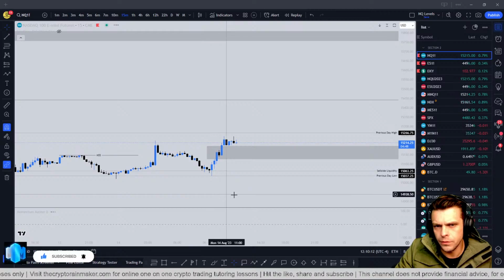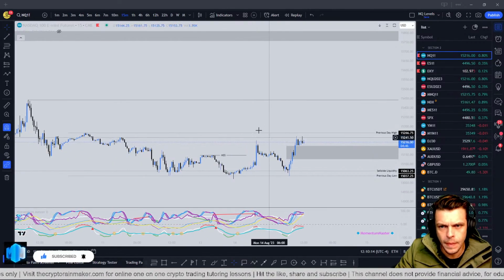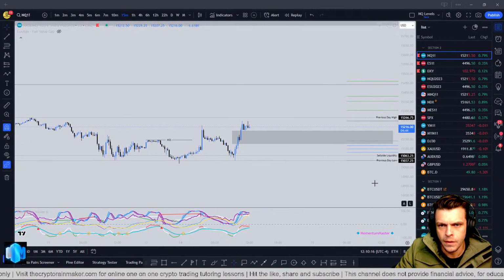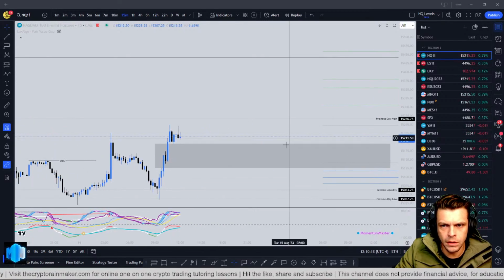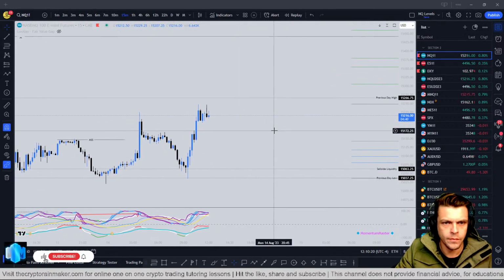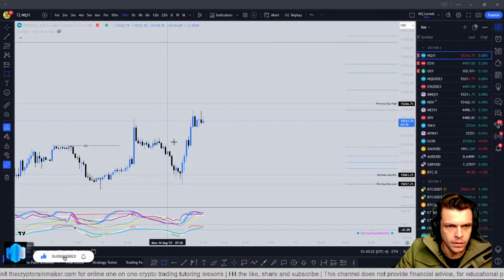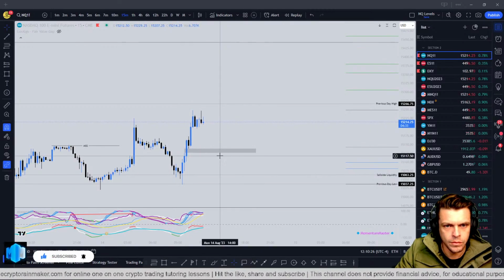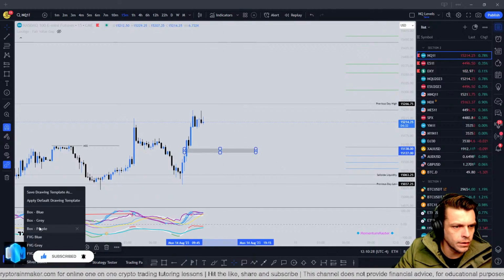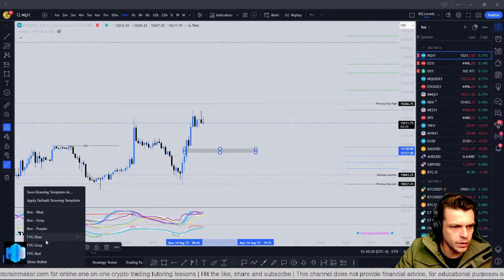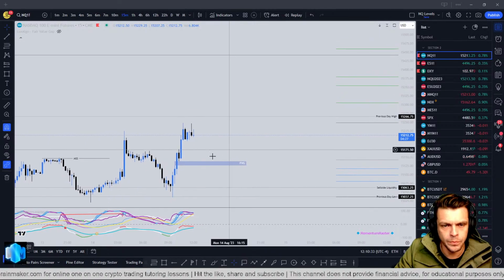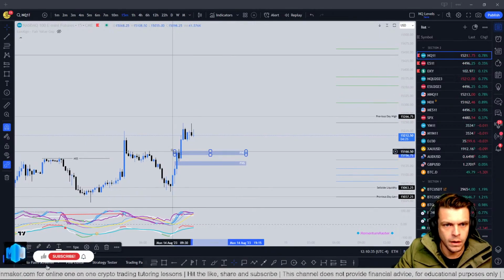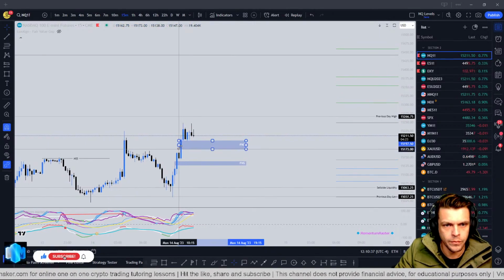So we look at the 15-minute. Okay, so on the 15-minute, I'm just gonna remove this. So let's mark off the imbalances. This is gonna be our fair value gap on the 15-minute. Make that blue. And then we have another one right there.